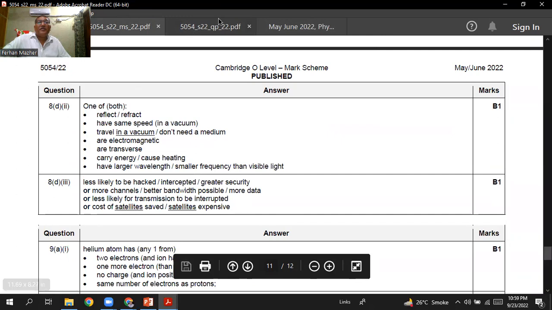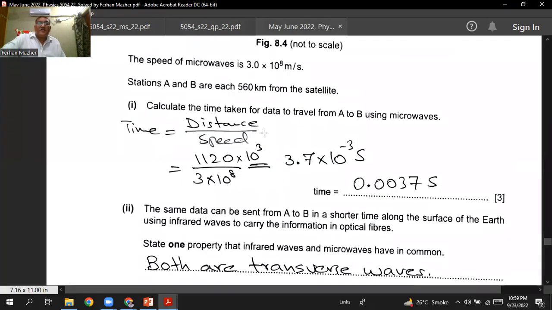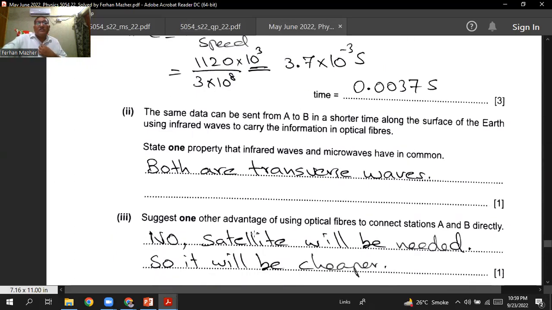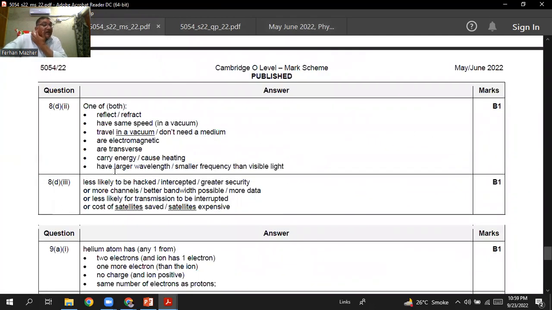Then the question is, the same data can be sent from A to B in a shorter time along the surface of the Earth using infrared waves to carry the information in the optical fiber. State one property that infrared waves and microwaves have in common. You see, the infrared waves and the microwaves, they both are transverse waves. They both travel with the same speed. They all obey the equation of the wave. So I can say both are transverse waves. There are so many similarities between them. You can write any one.